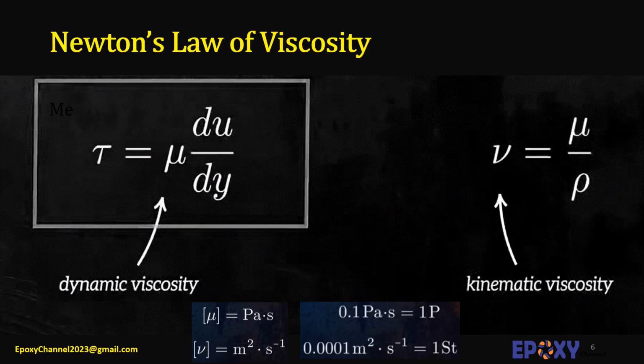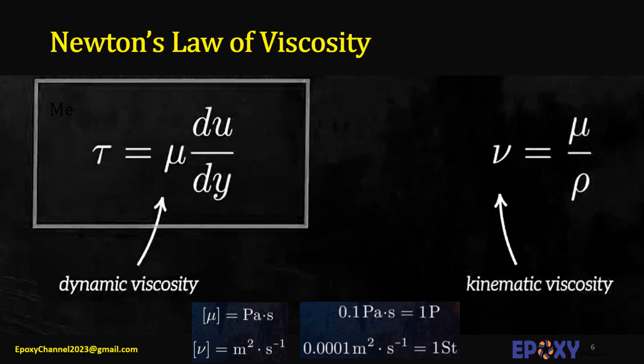The explained relationship can be expressed based on this equation, which is called Newton's law of viscosity. And this mu is called dynamic viscosity. We also can define kinematic viscosity, which is the dynamic viscosity over density. See the equation on the right side of the screen.